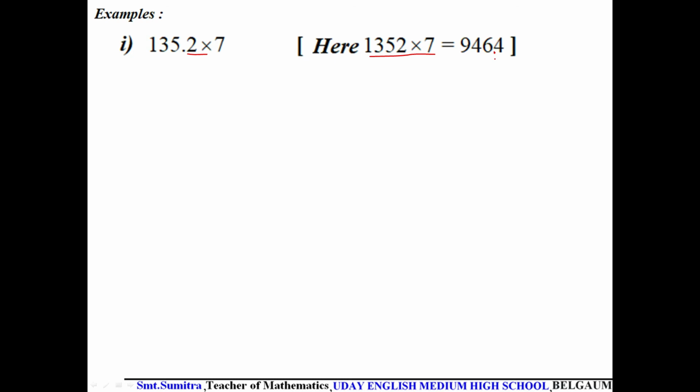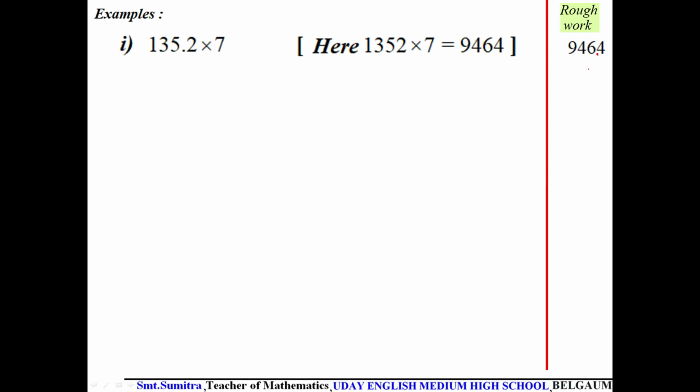I repeat. If I write here 9464 and after decimal point only one digit is there. Here you put the decimal point. I'll write neatly. 9464. Here you have to put the decimal point. 946.4.